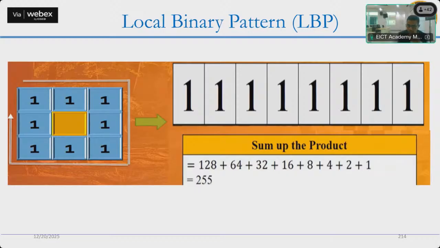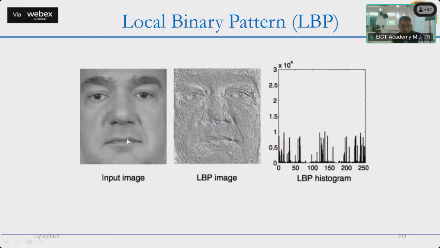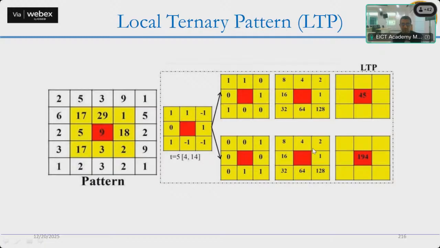So here it has been shown in this figure. This is 2 raised to the power 7, 2 raised to the power 6, 2 raised to the power 5, 2 raised to the power 4, 3, 2, 1, 0. All these values are there. So the input image is here, and this is basically the LBP image, and here also we are basically drawing the LBP histogram.